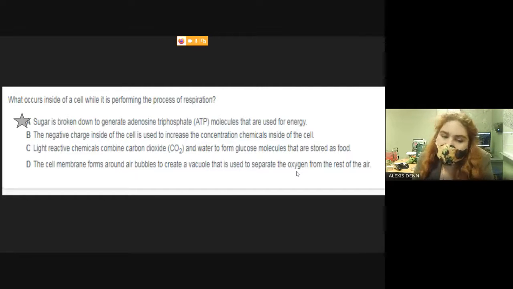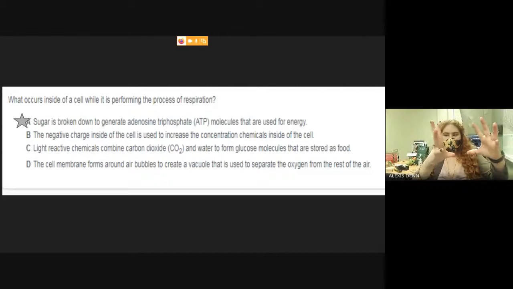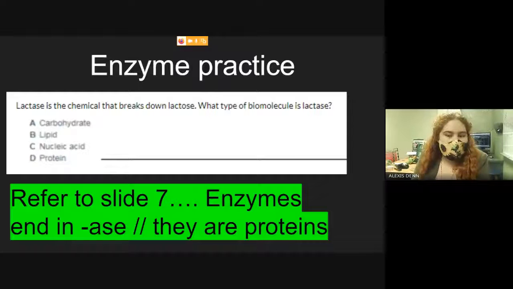A, sugar is broken down. Photosynthesis captures energy and turns it into sugar. Cellular respiration takes that sugar, breaks it down, and releases all of the energy. Enzymes, lactase is the chemical that breaks down lactose. What type of biomolecule is lactase? Enzymes are proteins. Every time, enzymes are proteins.